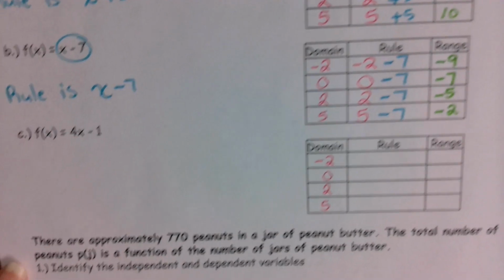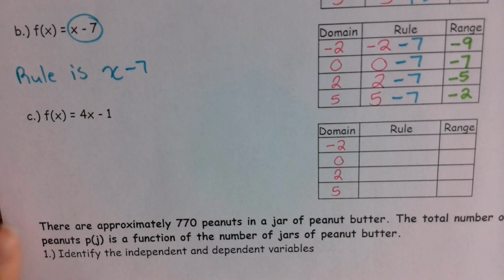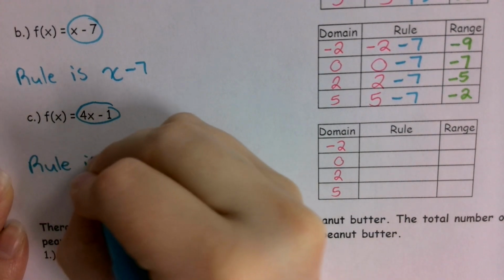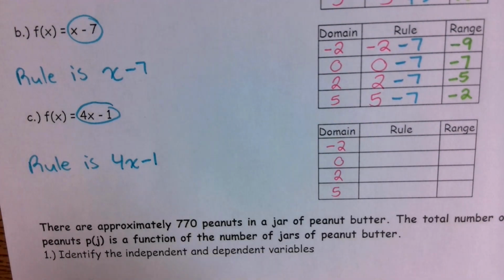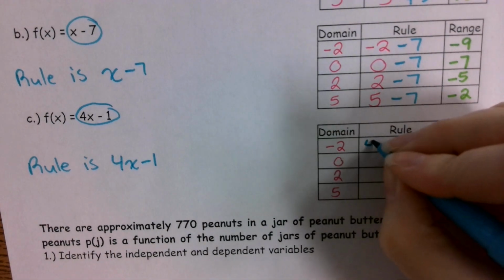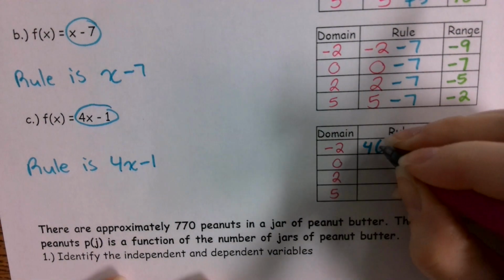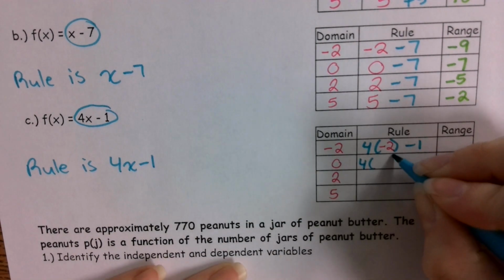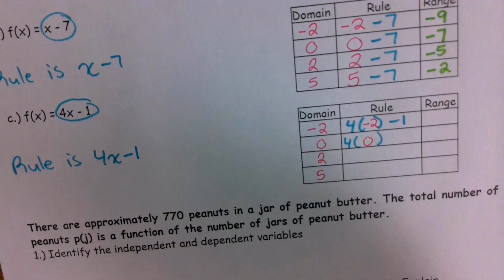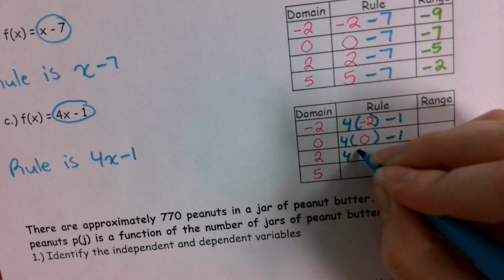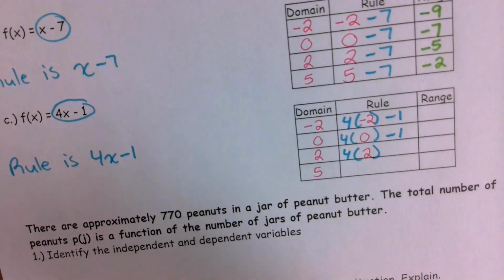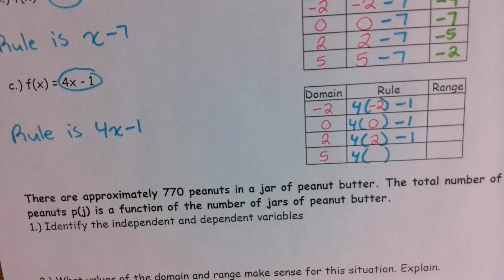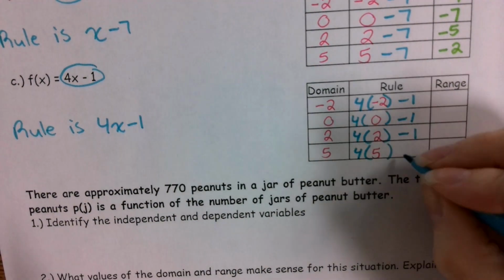All right. What is the rule for the next problem? 4x minus the 1. Okay, so our rule is 4x minus the 1. That means that we're going to do 4 times negative 2 minus 1. We're going to do 4 times 0 minus the 1. 4 times positive 2 minus 1. And then 4 times 5 minus the 1.